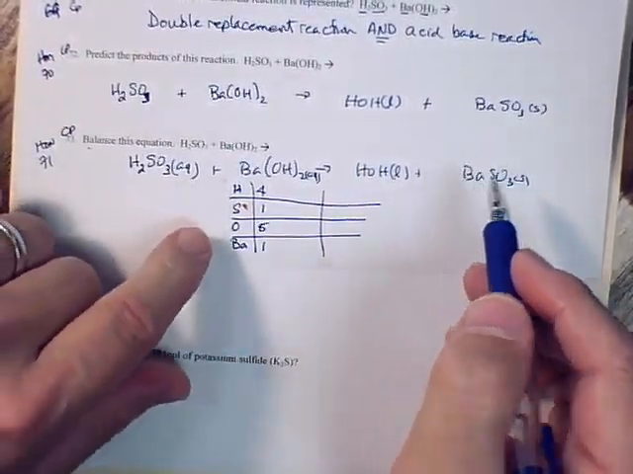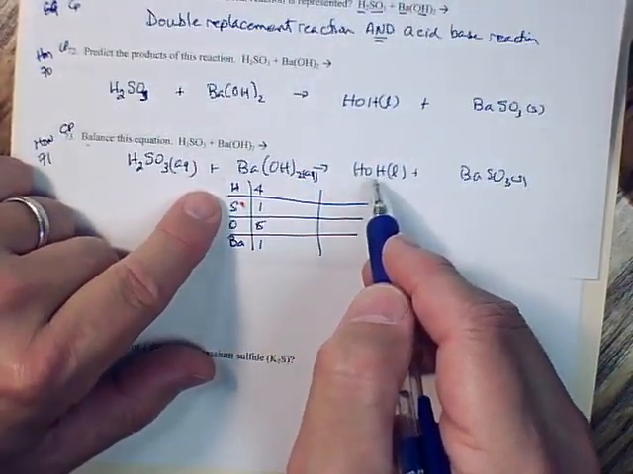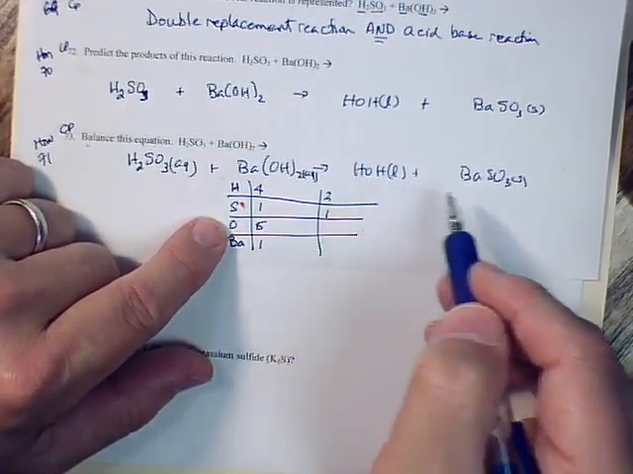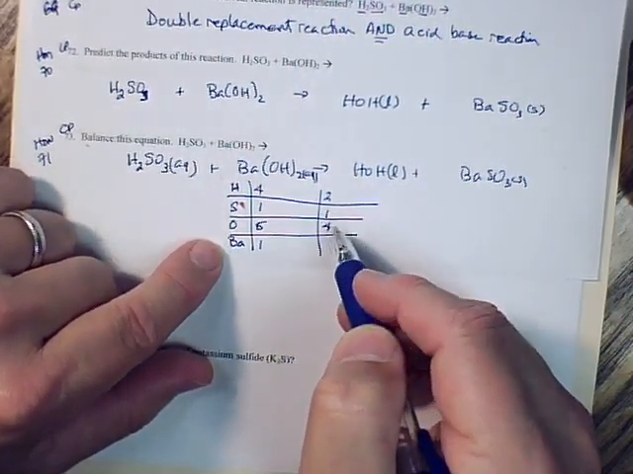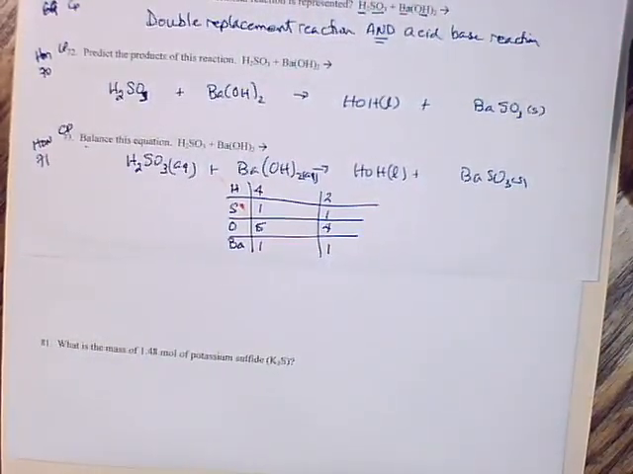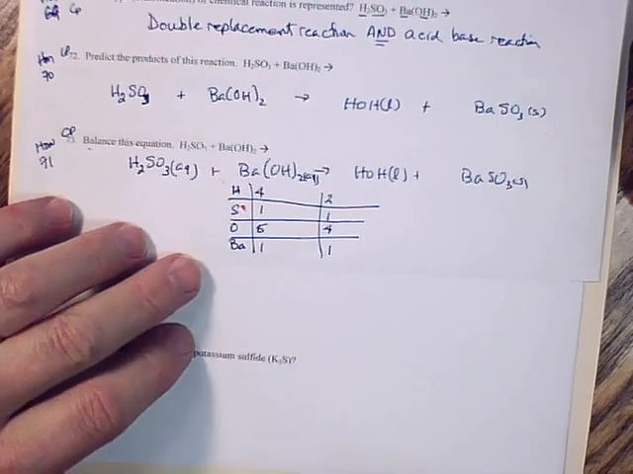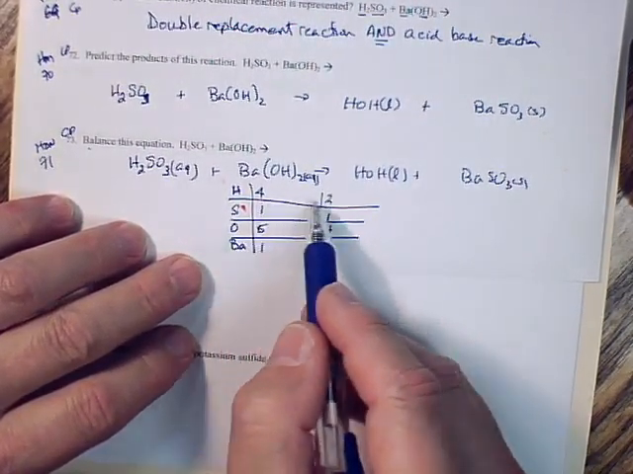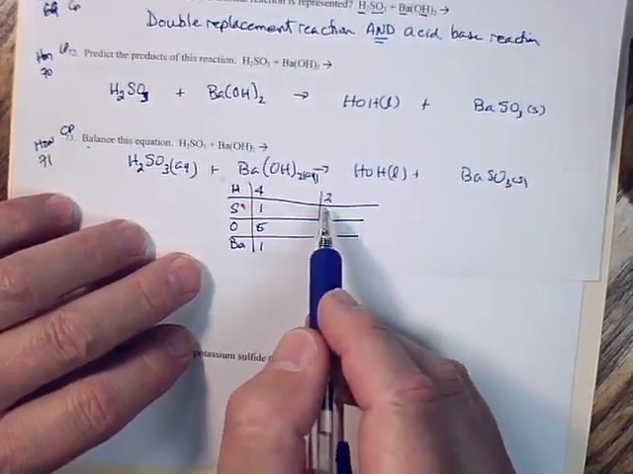On the other side of the equation, I have just 2 hydrogens here. I have 1 sulfur, 1 oxygen here, plus 3, that's 4. And I have 1 barium. Now remember, we're going to balance oxygen last and hydrogen next to last. But everything else is already balanced. So since hydrogen is balanced next to last, I'm going to start there next.